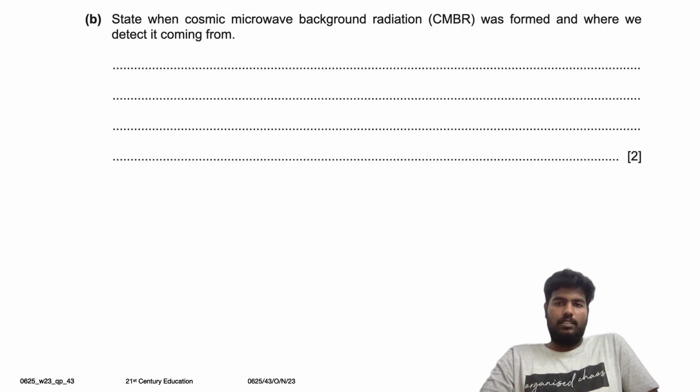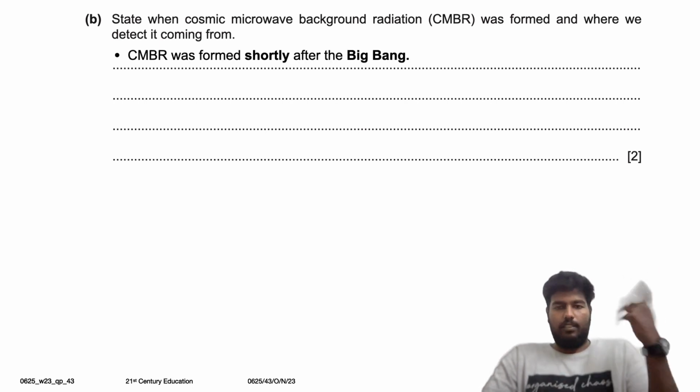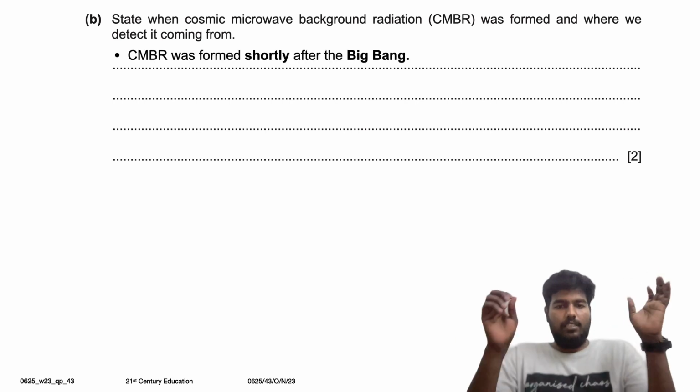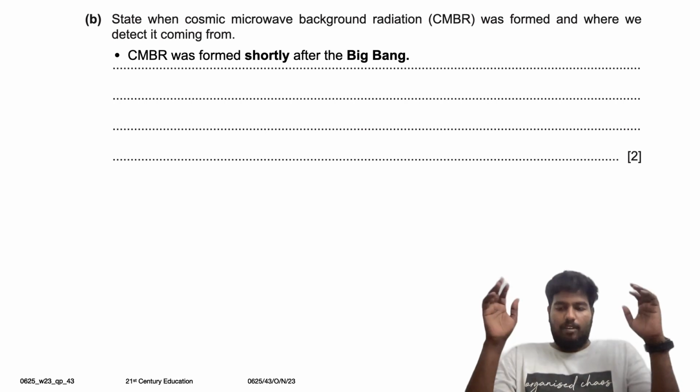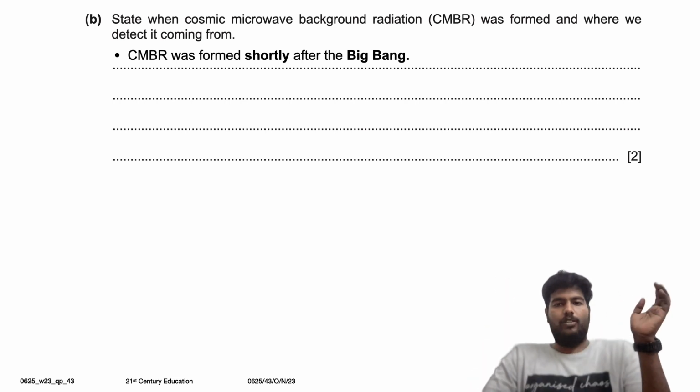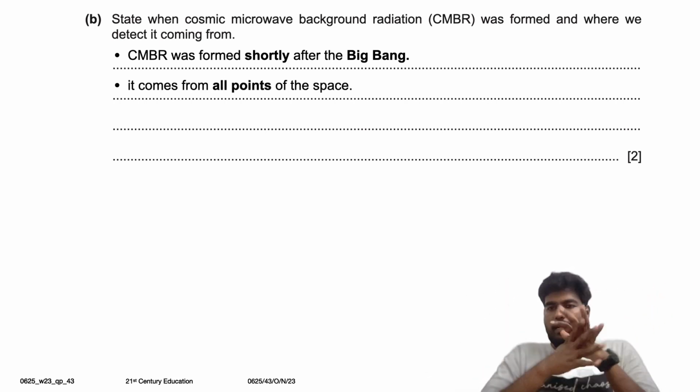The next part of the question: state when cosmic microwave background radiation was formed and where it is detected. CMBR was formed shortly after the Big Bang, the birth of the universe. You receive this cosmic background radiation from all directions and all points of space. I think this is the last part.